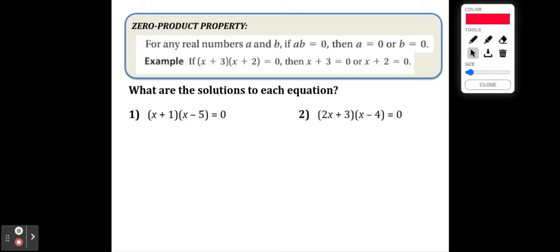Let's try another one, number 2. Okay, so for this one, if these two numbers multiply together to give you 0, then one of them would have to be 0. So how can we come up with the solutions for x? Well, you can take this first 2x plus 3 and say, well, what if this quantity was equal to 0? Let's figure out the value of x. Okay, so we're going to solve.